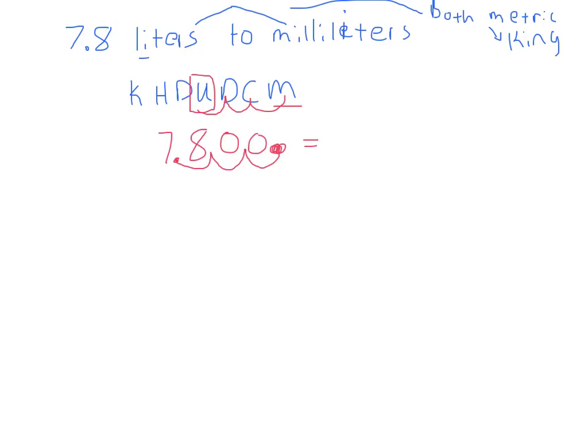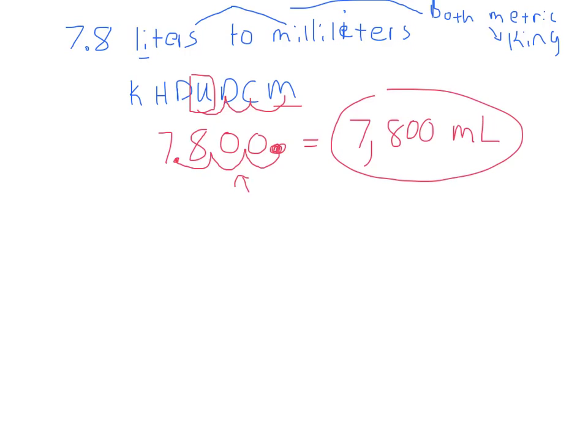So 7.8 liters is equivalent to 7,800 milliliters. Okay? Make sure you rewrite it using the comma. You would never circle this as your final answer with all those ugly loops. Okay? Alright.